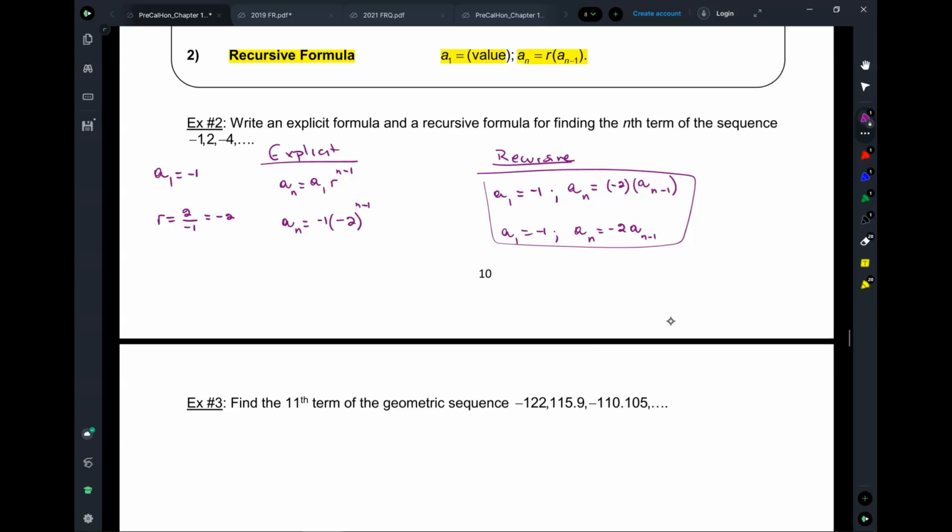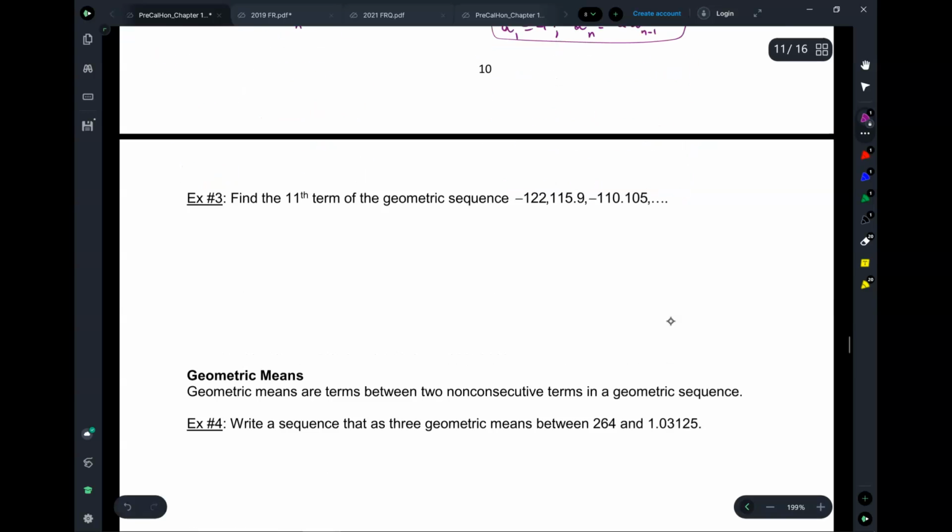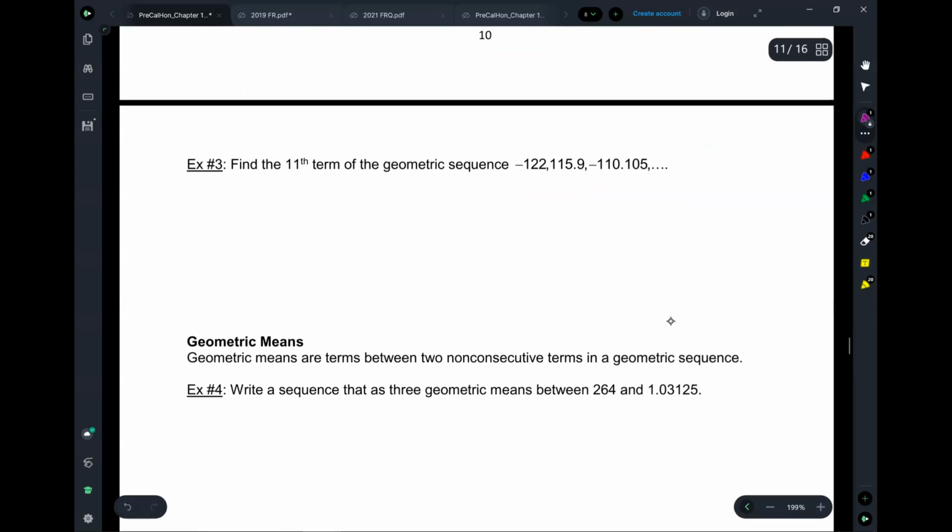Okay. Any questions? Yeah. Just to triple check, the recursive formula, when you have to get the next term, you have to look at the previous term. Okay, find the 11th term of the geometric sequence.